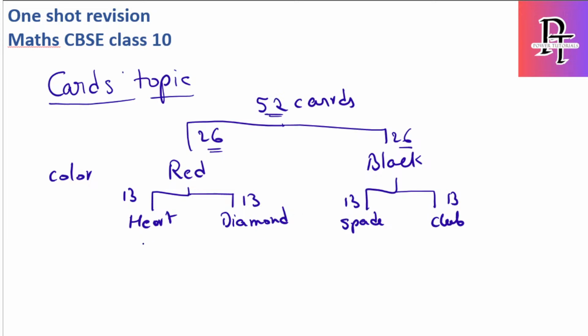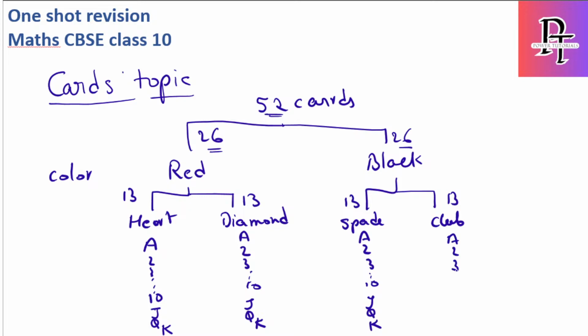And what are these 13s? They start from A, then 2, 3 and so on till 10. Then we have jack, queen and king. The same for diamond: A, then 2, 3 and so on till 10, then jack, queen and king. Same for spade, and the club also follows the same way: A, 2, 3 and so on till 10, jack, queen and king.